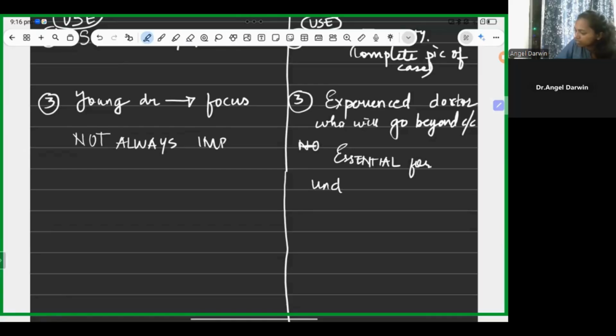It's essential for understanding the case. Okay. Till now, what we have understood, a chief symptom is the one which the patient reports. It gives an entry point. A young doctor will focus on it, and it's not always important.